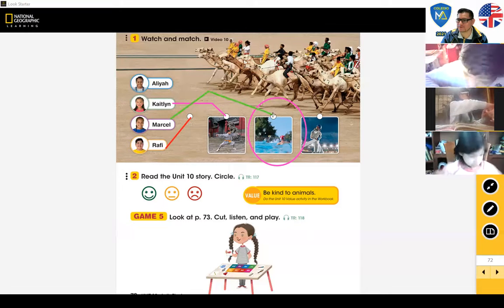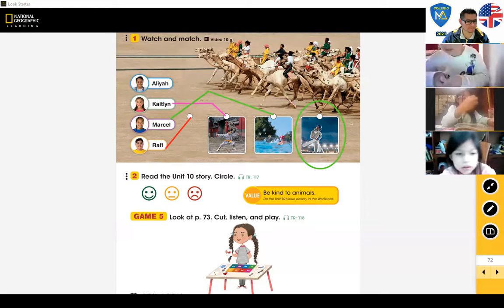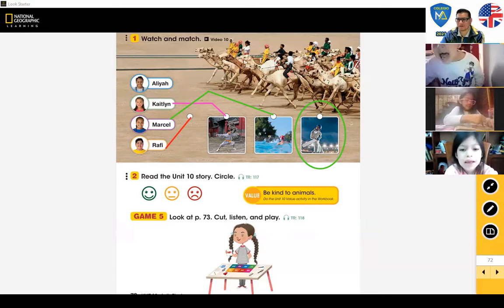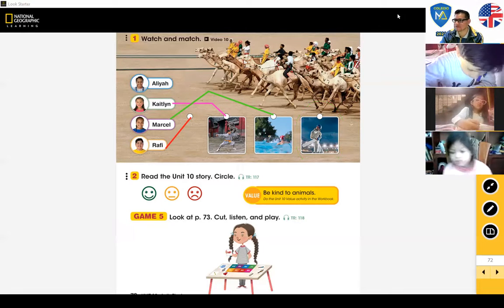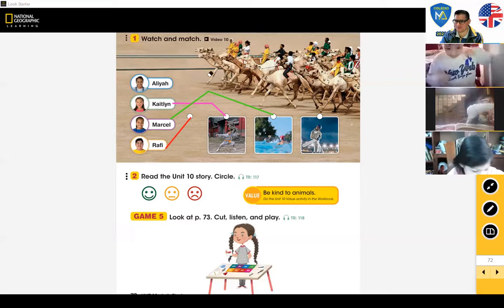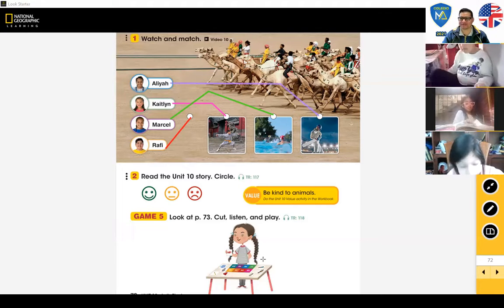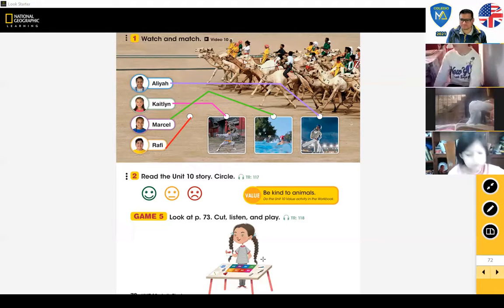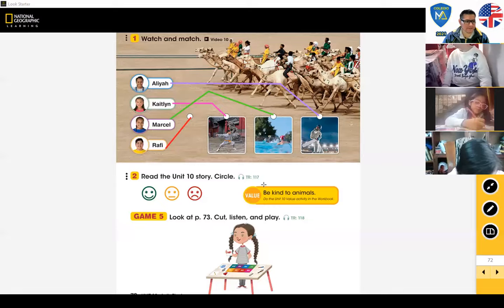So let's do this. And finally, who talks about cricket? Alia, right? Alia talks about cricket. So we have to do something here. I'm gonna draw the line for Alia. Okay, that's it. Alia talks about cricket. Very good. Did you finish?